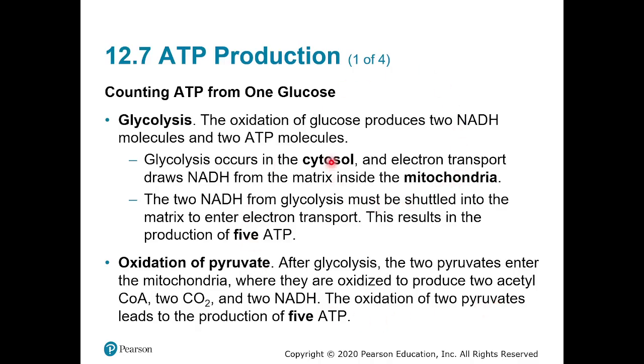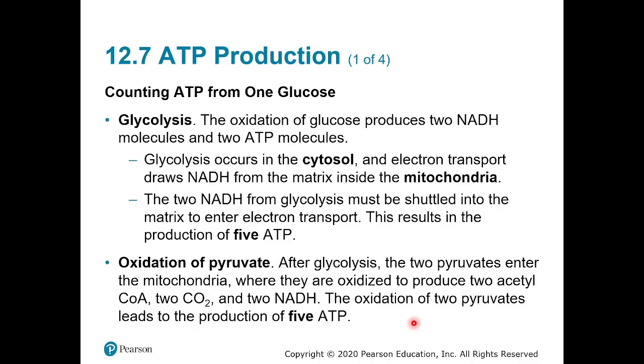So ATP production, let's start counting up. We have glycolysis. That's the oxidation of the glucose. It's going to produce 2 NADH molecules, 2 ATP molecules net. The glycolysis is going to occur in the cytosol. Your electron transport is going to draw the NADH from the matrix inside the mitochondria, and so we're going to transfer those over to the mitochondrion to generate energy. 2 NADHs from glycolysis can be shuttled into the matrix and enter the electron transport chain. This is going to give us 5 ATP. So you get about 2.5 ATP per NADH.